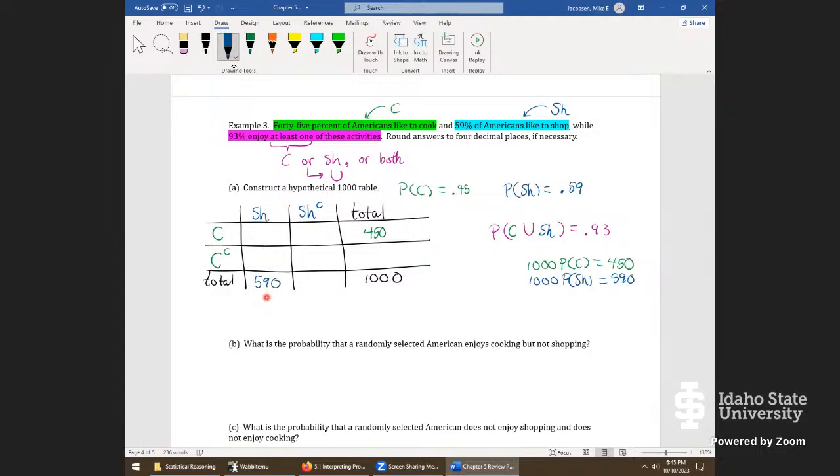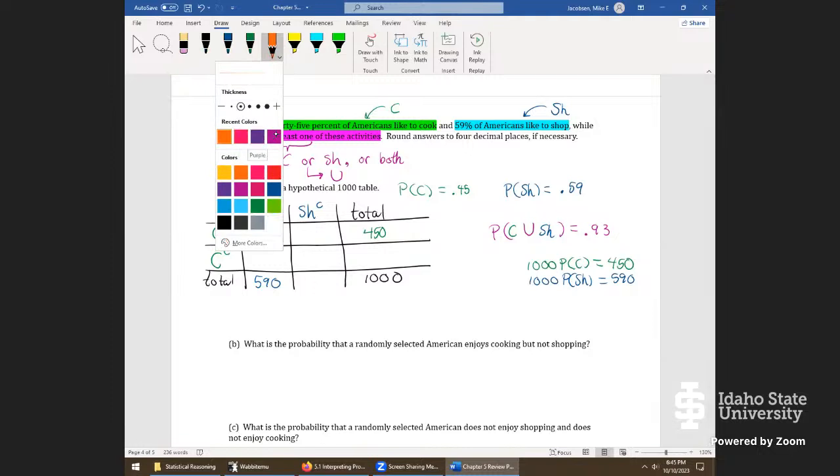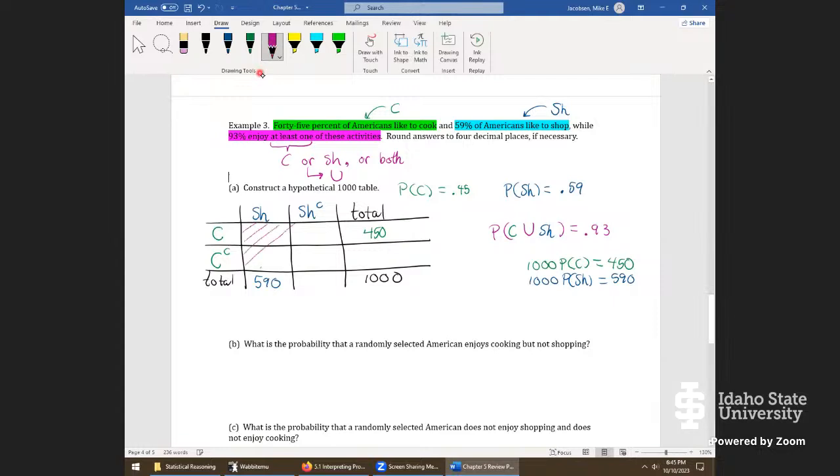590 ought to go there. And now this one is the tricky one. We're going to spread that out amongst all of these different cells right here. But first, before we do that, I want to show it in two different ways.